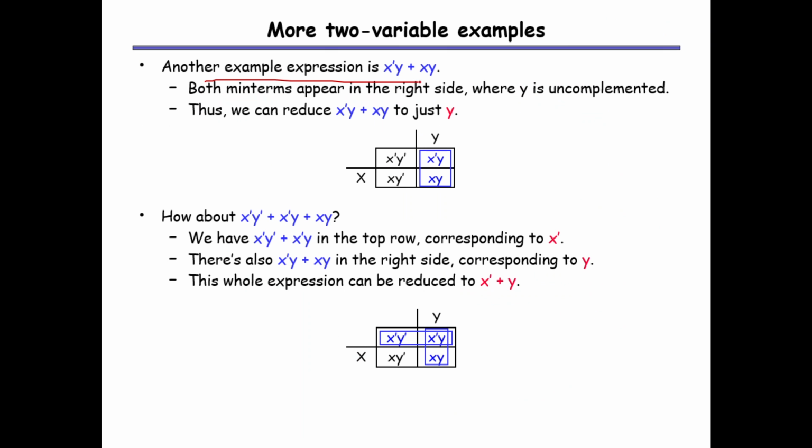Another example expression, x prime y plus xy. I can directly check the y and the x prime plus x. This is directly 1. I'm only left with y.